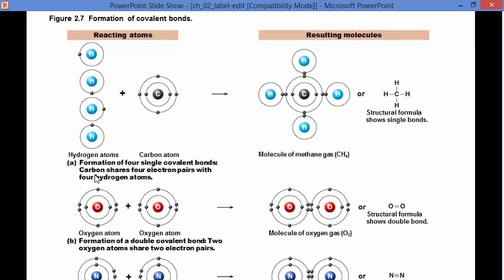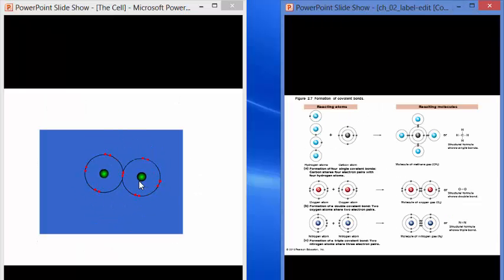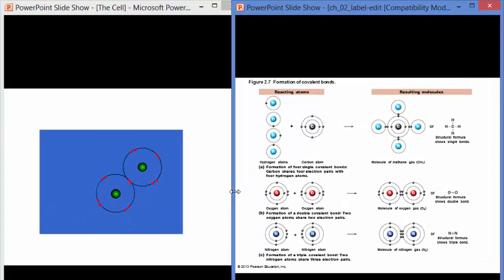In its last shell, it only has 1, so it needs 7 more to be full. And now we'll look at chloride. In its first shell, it has 2 electrons. In its second shell, it has 1, 2, 3, 4, 5, 6, 7, 8. It's full, but in its last shell, it has 1, 2, 3, 4, 5, 6, 7. So all it needs is 1 electron to be full.